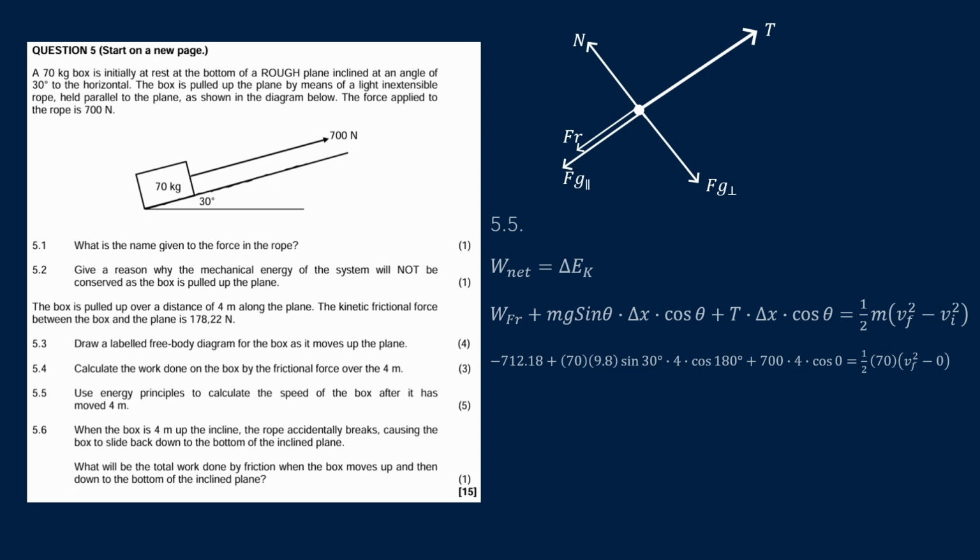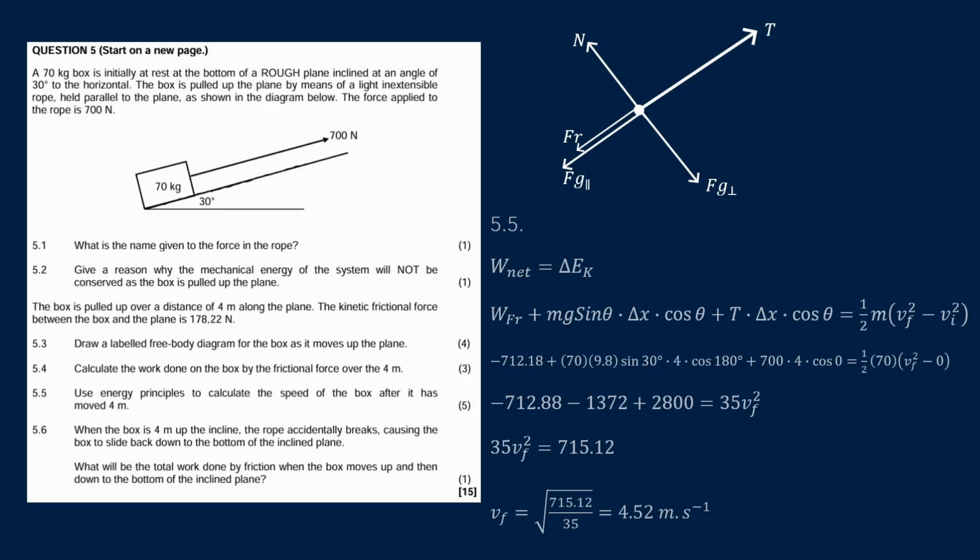Now simplifying that a little bit, I get negative 712.88 minus 1372 plus 2800 is equal to 35 Vf squared. Simplifying further, I get 35 Vf squared is equal to 715.12. Solving for Vf, I get Vf is equal to the square root of 715.12 divided by 35, which gives me a final velocity of 4.52 meters per second. Pretty simple. Now let's move on to 5.6.